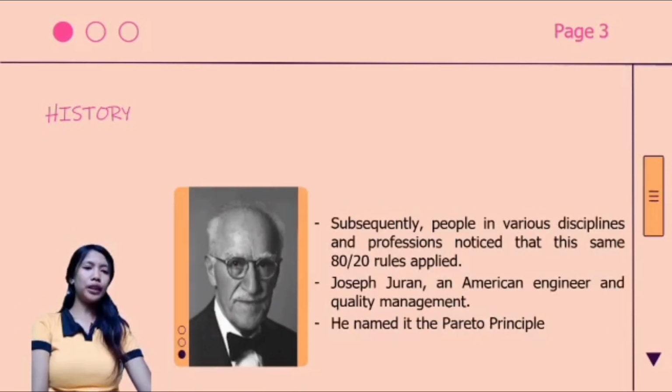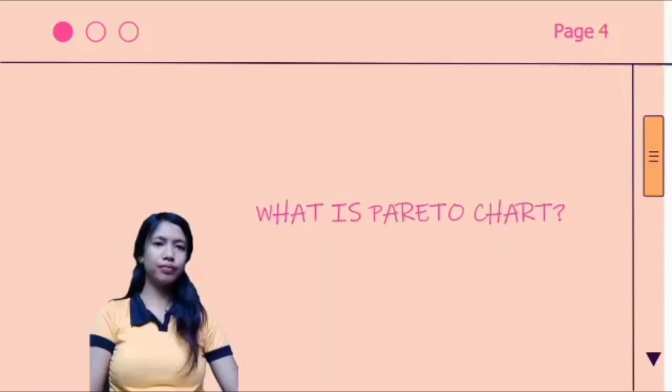And this principle came to apply in any kind of discipline after he first introduced it. Subsequently, people in various disciplines and professions noticed that the same 80-20 rules applied in many disciplines like business, in accidents, and in quality. Joseph Juran, an American engineer and quality management consultant, named it the Pareto principle because he noticed that the 80-20 rules can be applied in quality issues. That's why he named it Pareto principle, also called the 80-20 rule.